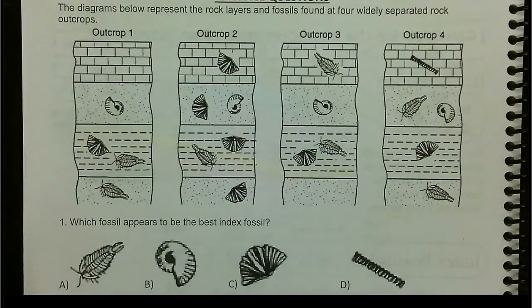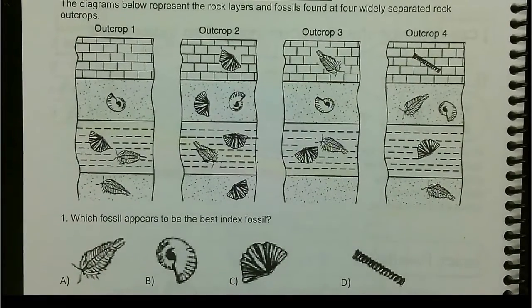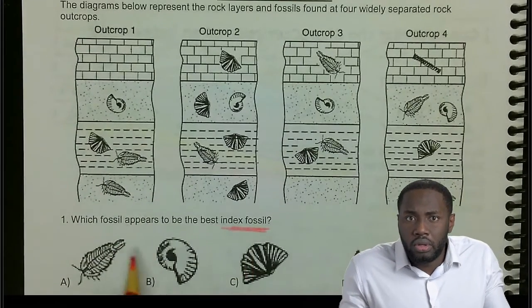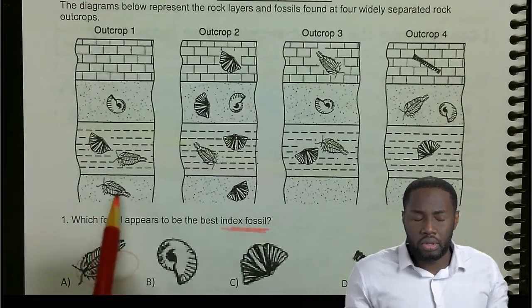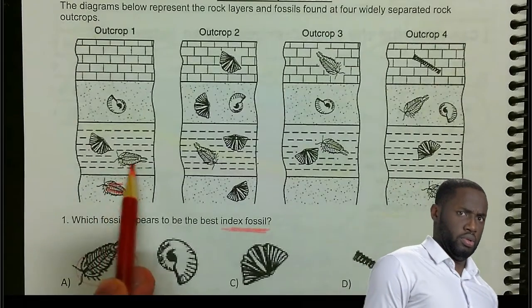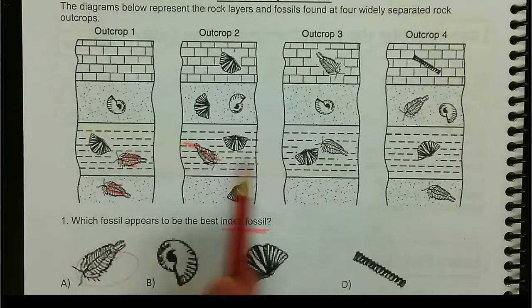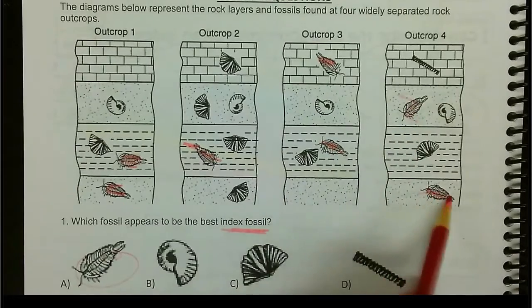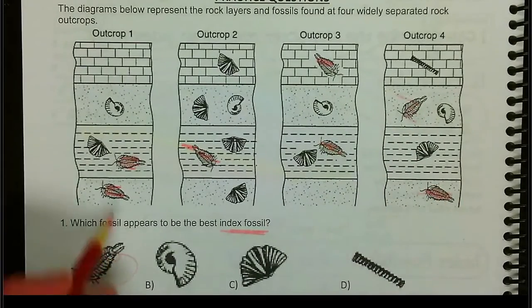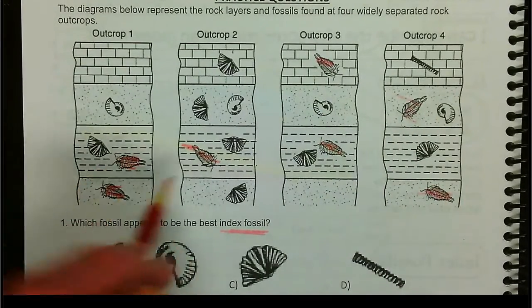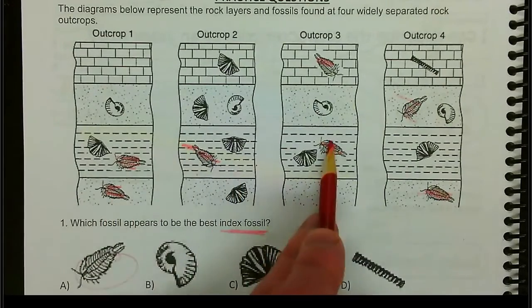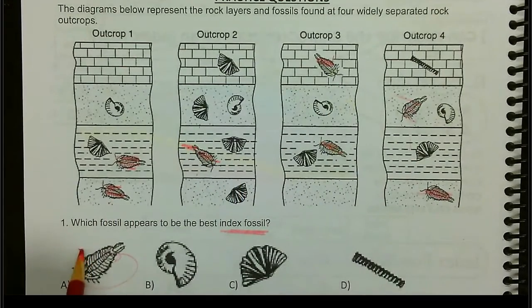All right, if you look at page 90, you have some practice questions. Question number 1 says, which fossil appears to be the best index fossil? If we take a look at this critter first, we find it in outcrop 1. It is also found in 2. It's found in outcrops 3 and 4. So it is geographically widespread, but it is happening in 2 layers here. It does happen in 1 here, so it's a short time here, but not a short time in those others. So we could probably find something a little bit better than that one.